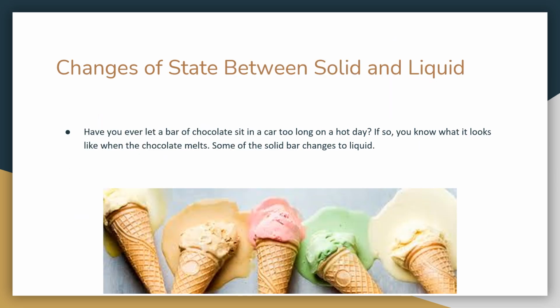Changes of state between solid and liquid. Have you ever let a bar of chocolate sit in a car too long on a hot day? If so, you know what it looks like when the chocolate melts. Some of the solid bar changes to a liquid, but not necessarily all of it all at once. And that has to do with melting points and whatnot.